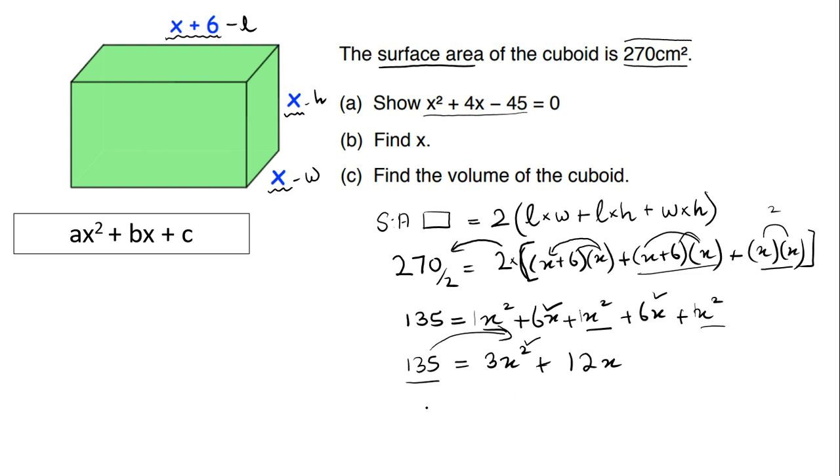So when I do that, I'm going to do 3x squared plus 12x, and this 135 comes to the other side, so it turns into negative, and I have negative 135, because a positive taken to the other side becomes negative. Now if I look at this, this is 3x squared plus 12x minus 135. Now referring back to the original question, it says that the answer is supposed to be x squared plus 4x minus 45, and here, as you can see, we have 3x squared plus 12x minus 135.